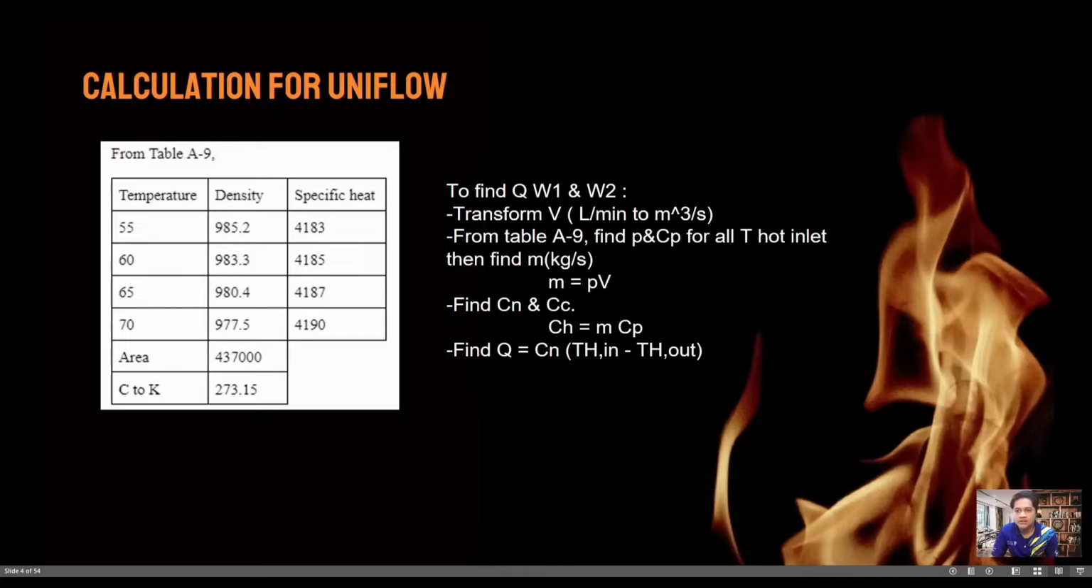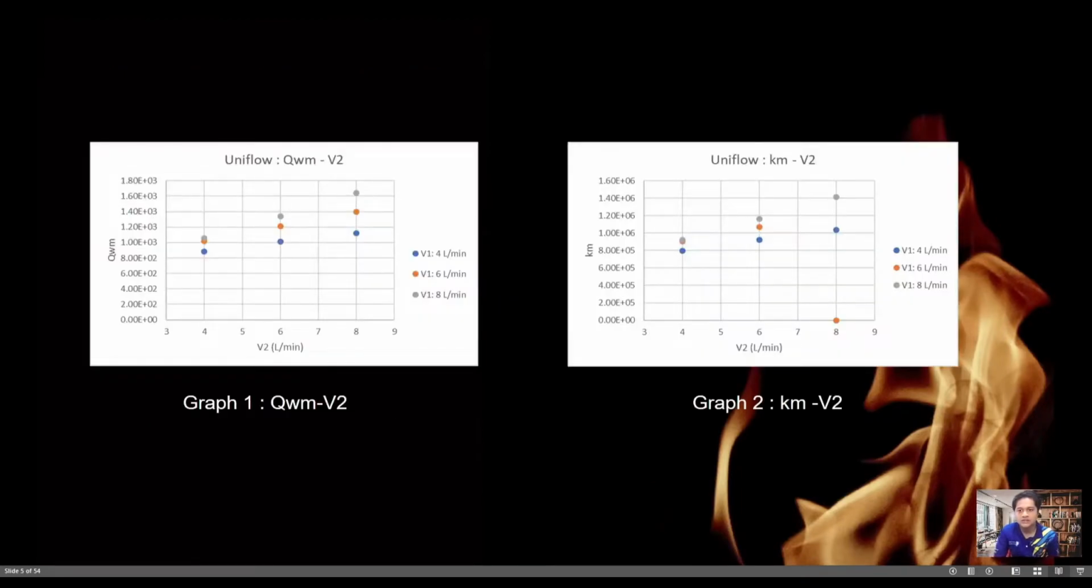From table A9, we can find the temperature, density, and the specific heat. And this is the formula to find the rate of heat transfer for W1 and W2. These are two graphs of uniflow from this experiment.